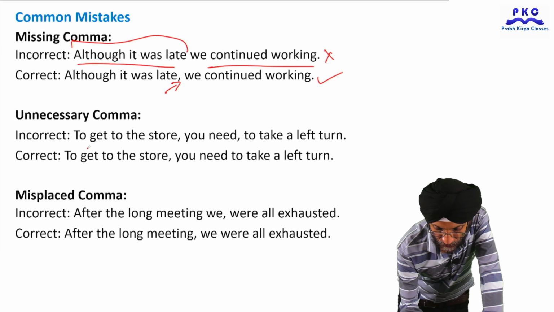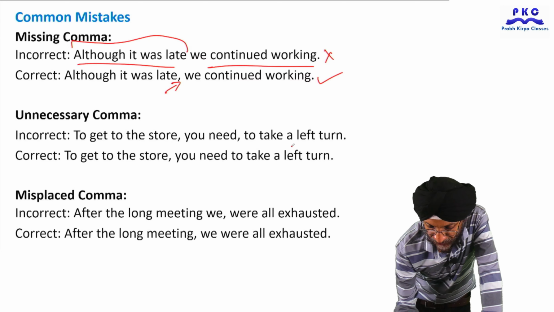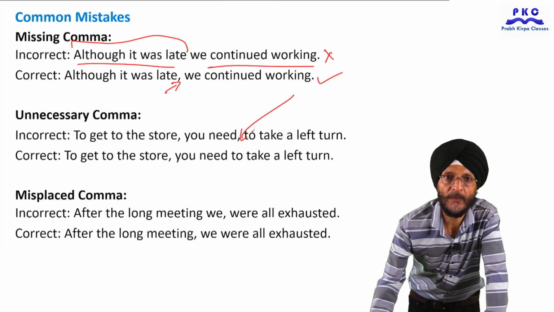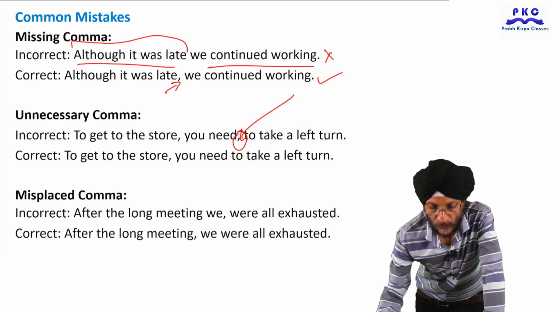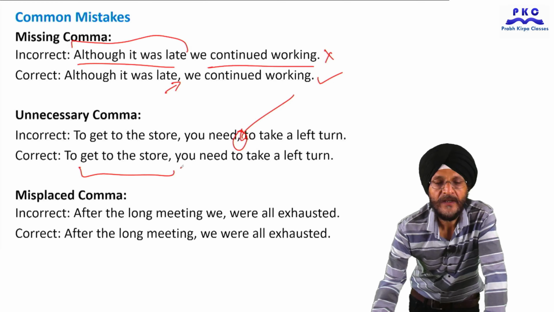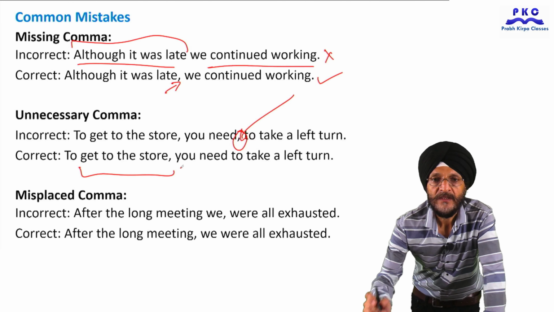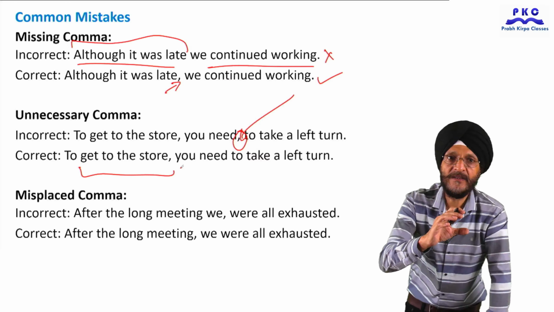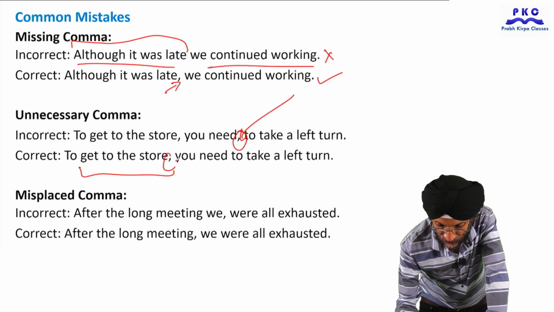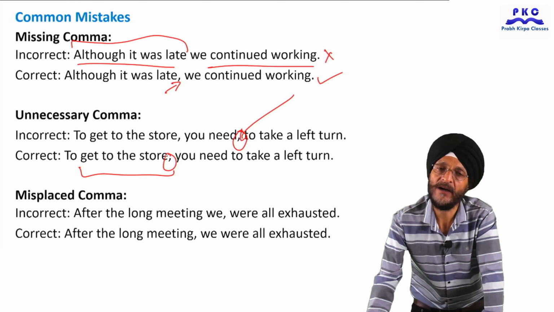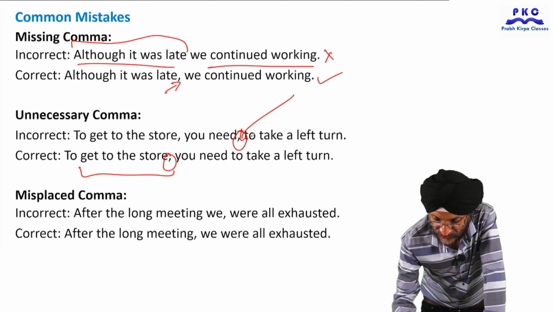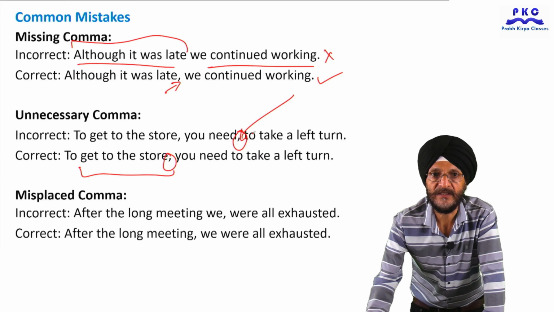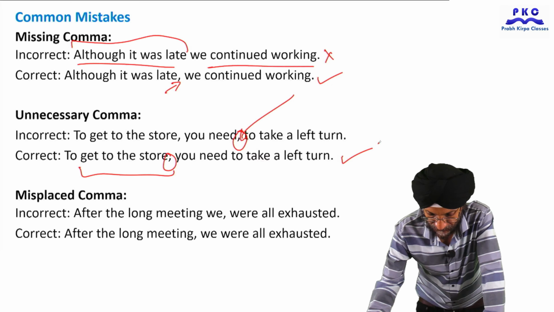Unnecessary comma. To get to the store, you need to take a left turn. Here it is the unnecessary comma in between need and to. So to get to the store is an introductory dependent clause, and after that we have inserted a comma, and the comma is already there, but we have removed the comma which was unnecessarily there. So this is the correct sentence.